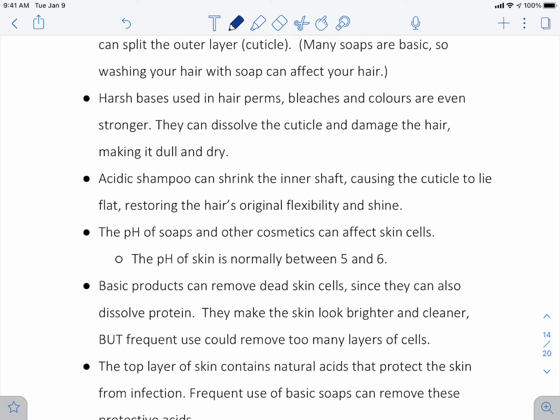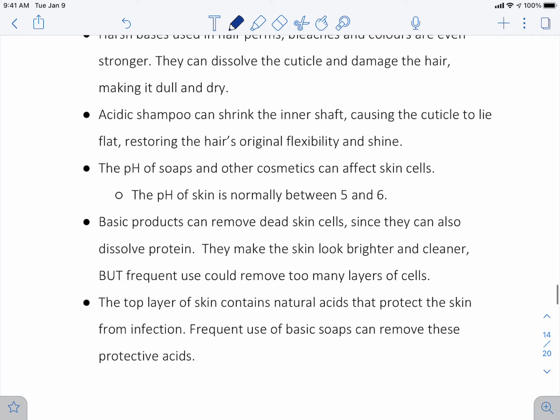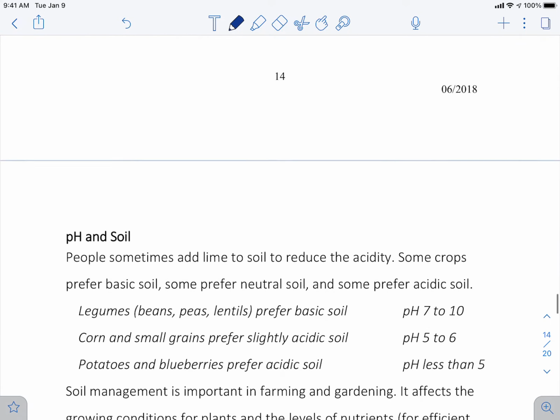The pH of soaps and other cosmetics can also affect your skin cells. The pH of skin is normally around 5 to 6. So basic products can be used to remove skin cells since they dissolve protein, and this will make the skin look brighter and cleaner. But frequent use can also remove too many layers of skin, and too many layers removed can leave the skin feeling rashed or burned appearing. The top layer also contains natural acids, which protect the skin from infection. So frequent use of basic soaps will remove these acids, as that causes a neutralization reaction.